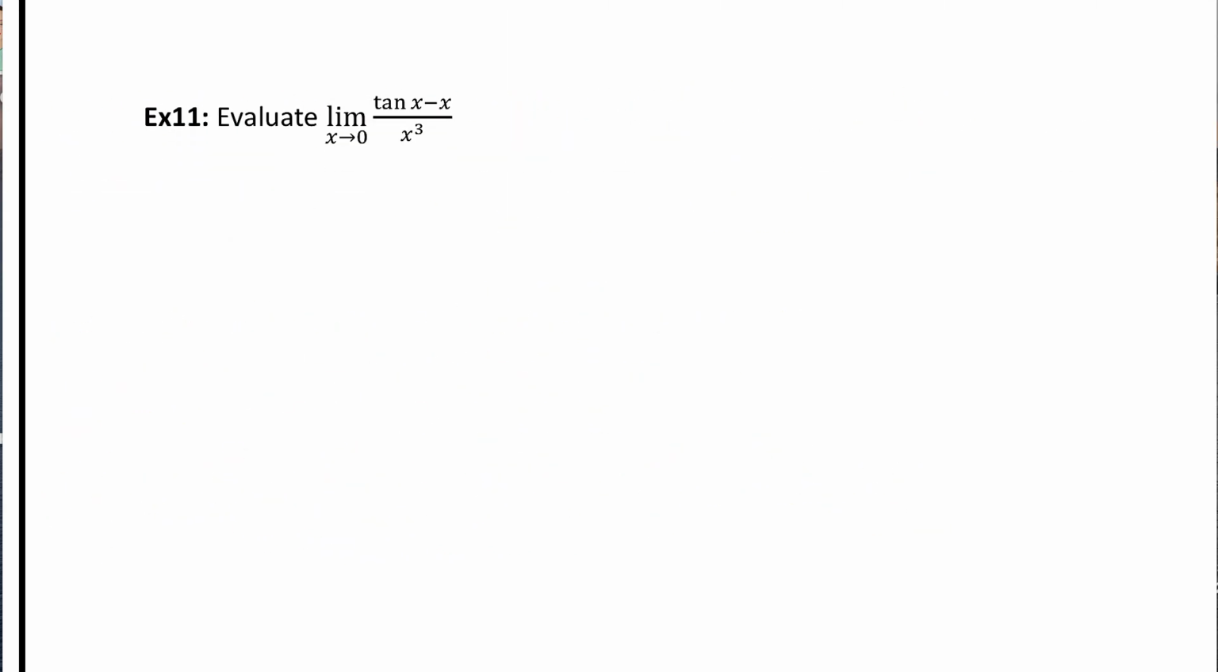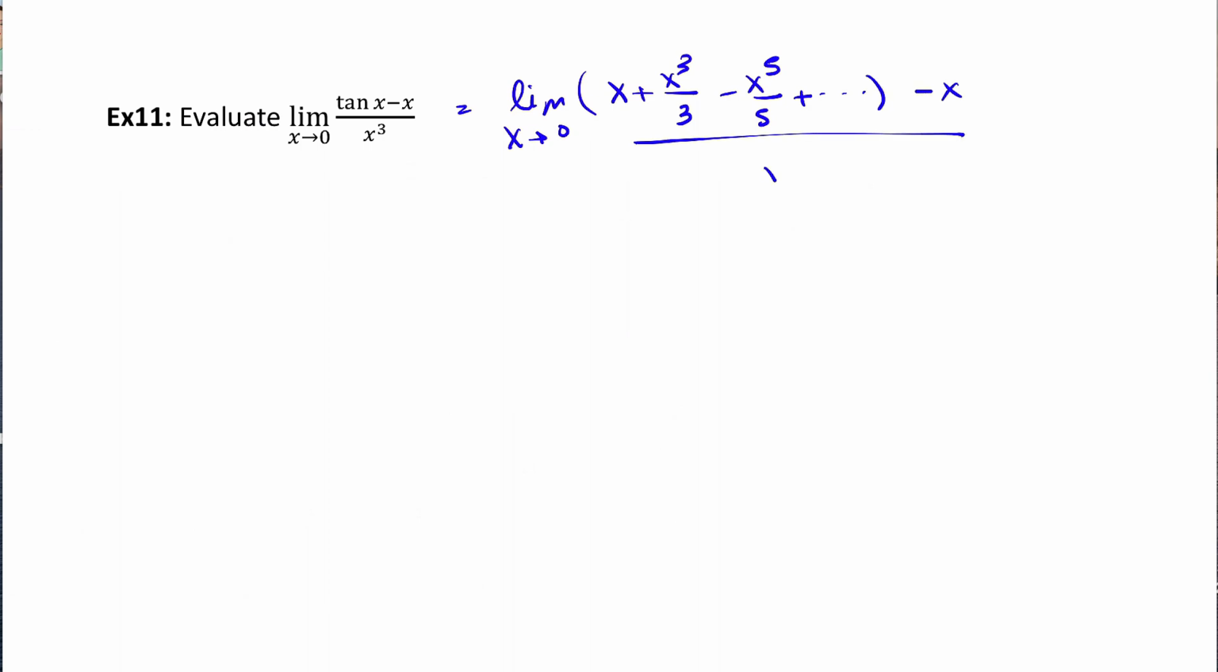Now we have to evaluate the limit as x goes to 0 of tangent of x minus x over x cubed, and we're going to follow the same approach. We're going to go back to the table and use the expansion of tangent of x. Well, you can find the expansion of tangent of x by dividing the Maclaurin series of sine by the Maclaurin series of cosine. And you'll get that this is x plus x cubed over 3 plus higher terms, all the way to infinity, minus x, all over x cubed.